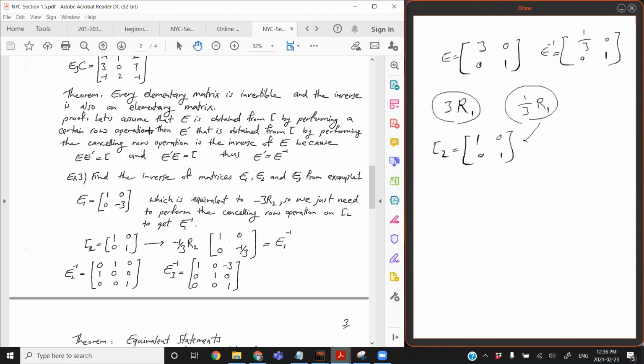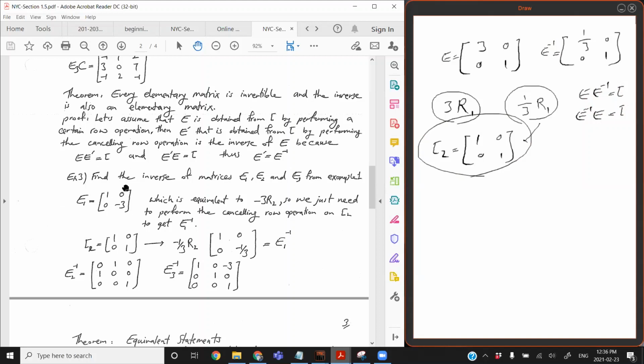And you can check that. You can multiply them. You can see that if you multiply E inverse E or E E inverse in any order, you're going to get the identity back. So in order to find the inverse of an elementary matrix, you only need to think about the canceling row operation. And then you perform that canceling row operation again on the identity. That will give you the inverse.